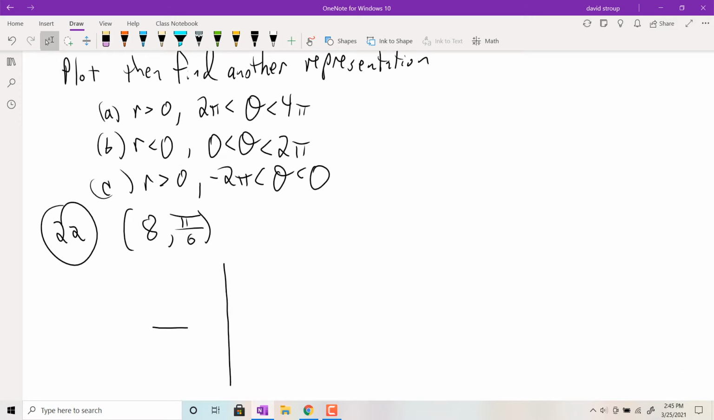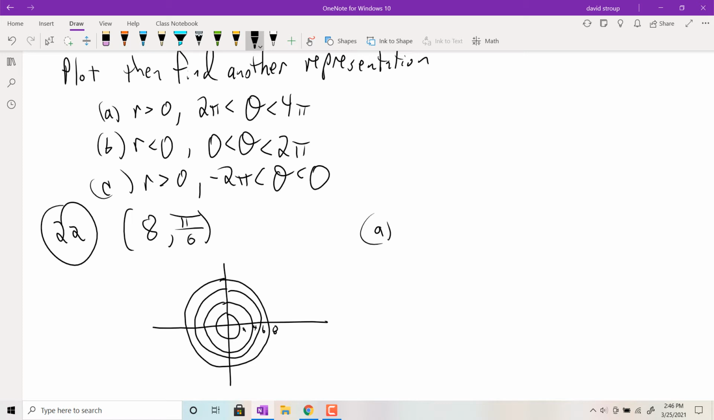Okay, so let me graph the thing first. Instead of going by 1s with my circles, I'm going to go by 2s. So this will be 2, 4, 6, 8. Okay, so part A. Let's plot the original. All right, so pi over 6 is right here, and then I want to go out to 8. So 8 comma pi over 6 is right there.